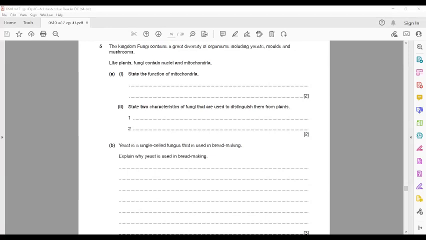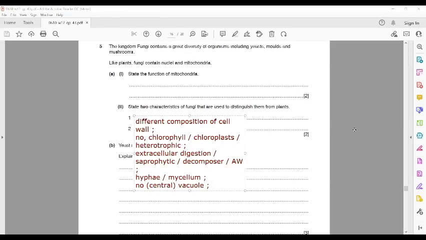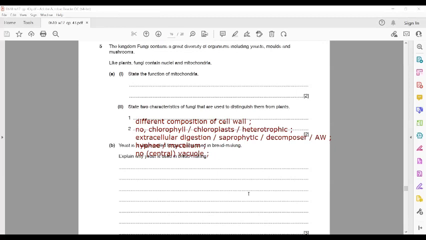They have spores. Their reproduction is by budding. The cell wall is different. It's made of chitin, not actually made of cellulose. So that's one of the differences. And it has no chlorophyll, so it cannot do photosynthesis, it doesn't produce its own food. It's more like a parasitic life it has. So it's actually called saprophytic, and it's a decomposer. It has hyphae or mycelium and no central vacuole, but the plants have it.